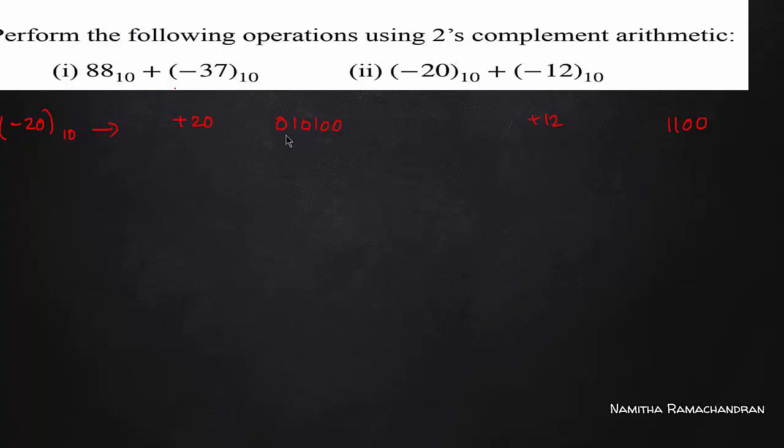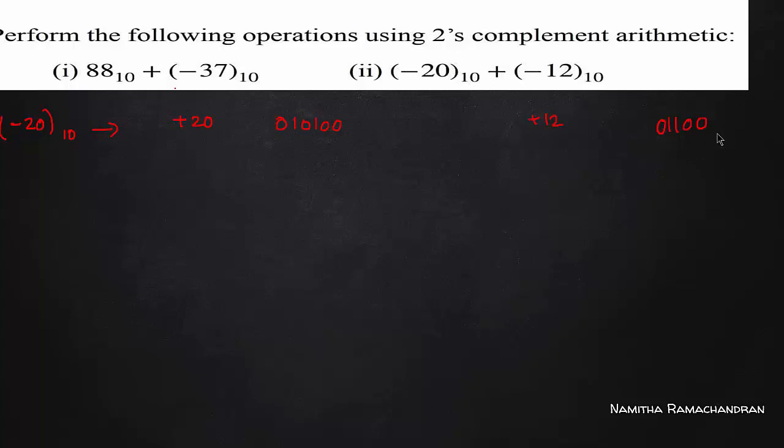But here, for this 20, we need minimum 5 bits for representing the magnitude 20. So here already comes one mismatch. Here we have total 5 bits for representing magnitude 20, but here we need only 4 bits for representing magnitude 12. So first step is to correct this mismatch. Here we have 5, here we have 4. So make this 4 to 5. How is it possible? Simply add a 0 to the MSB bit position.